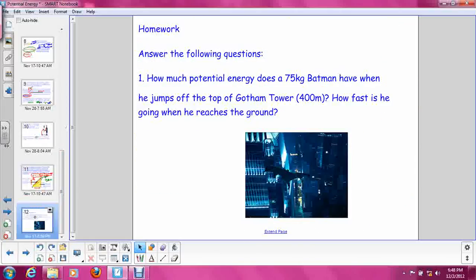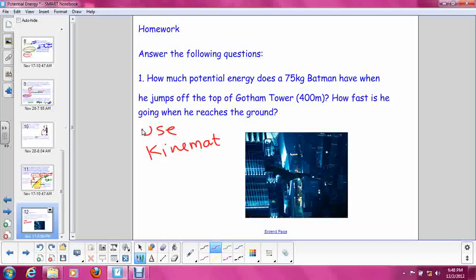So now it's your turn to try some problems. Batman, the Dark Knight. I'm wondering how much potential energy this 75-kilogram Batman has when he jumps off the top of Gotham Tower, which is 400 meters high. How much potential energy does he have? And how fast is he going when he reaches the ground? I'm going to give you a hint here: use kinematic equations. So draw a picture, make a chart of what you know and what you don't know.